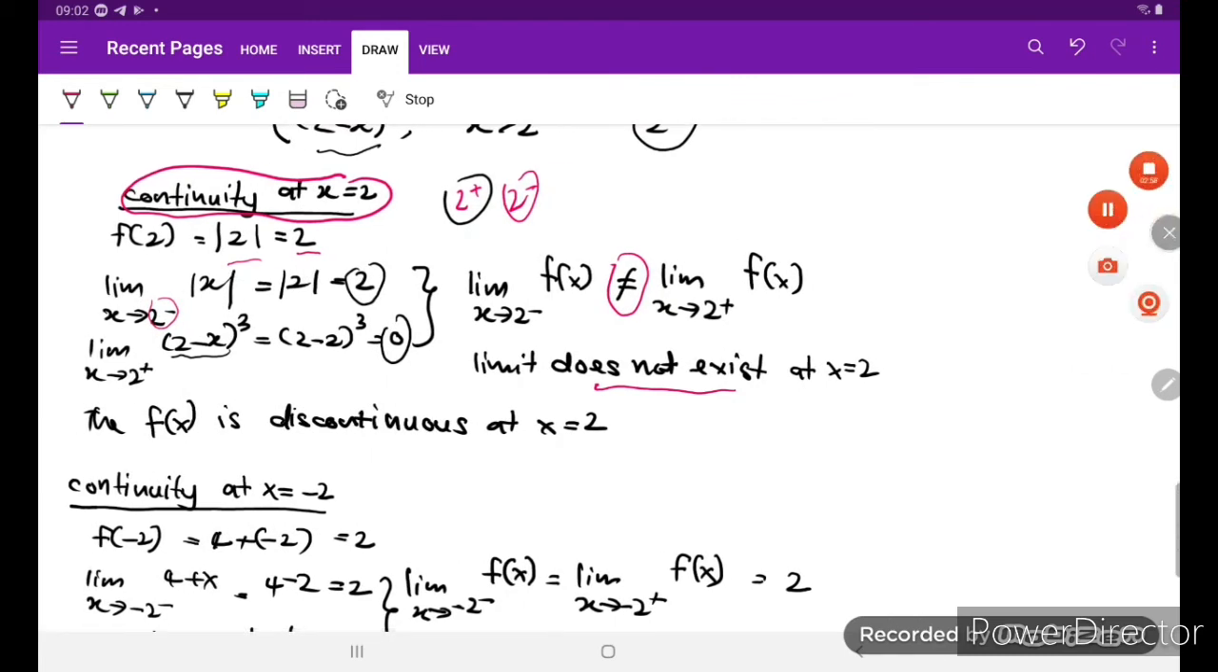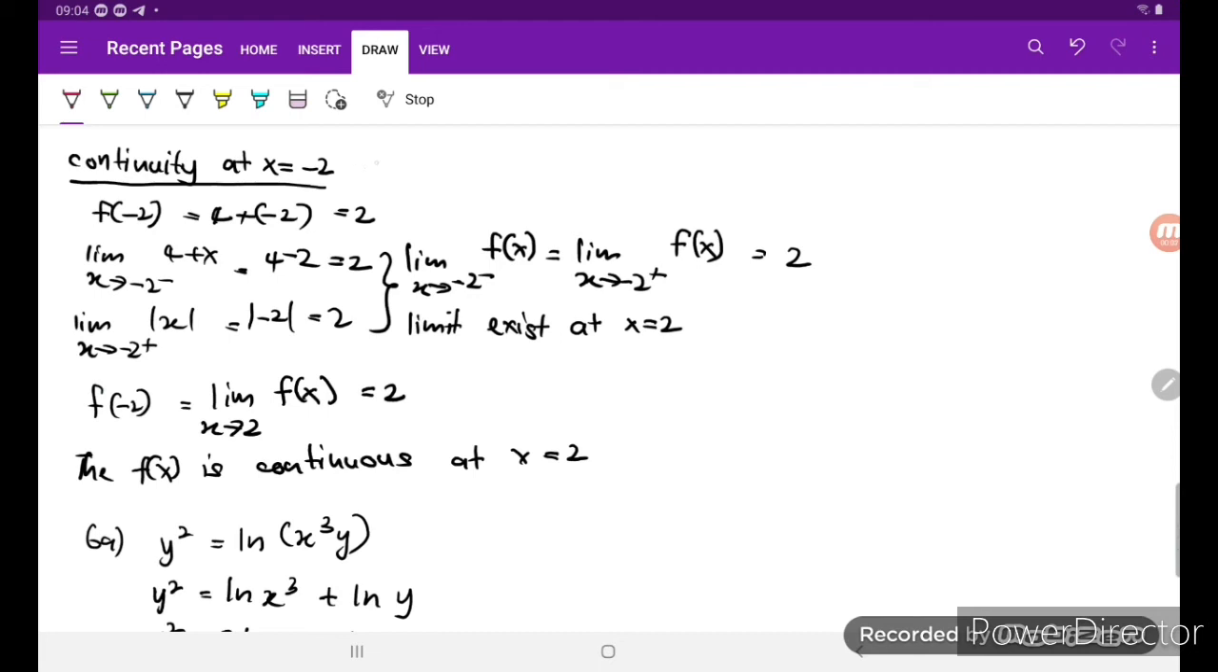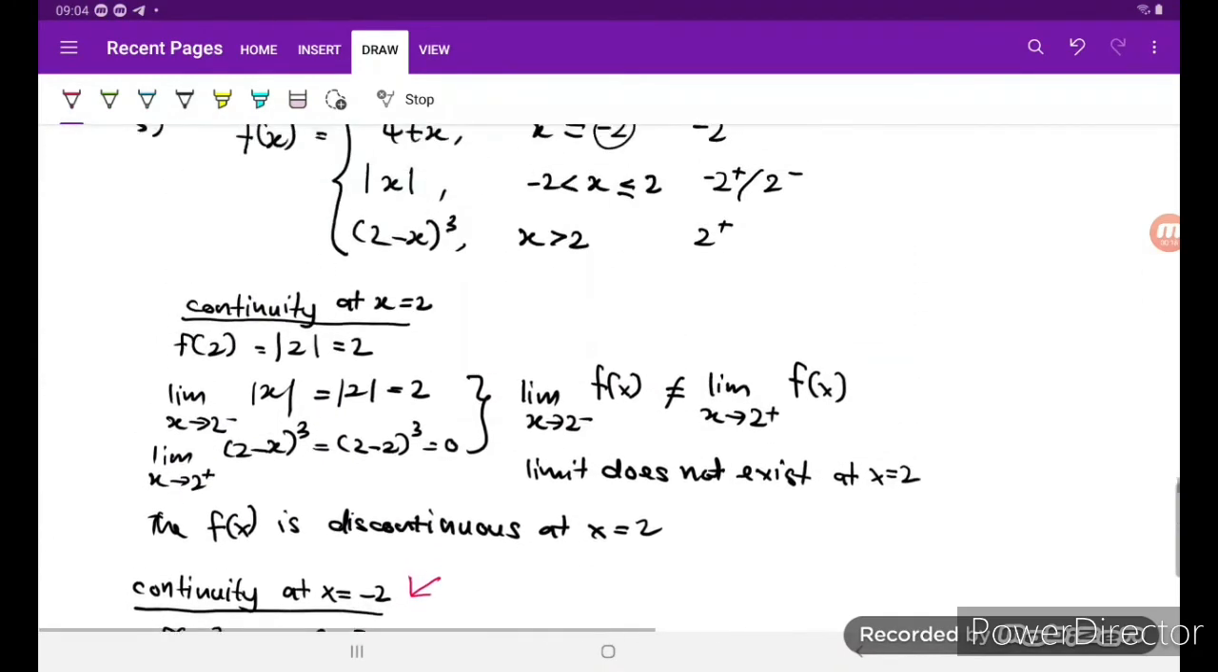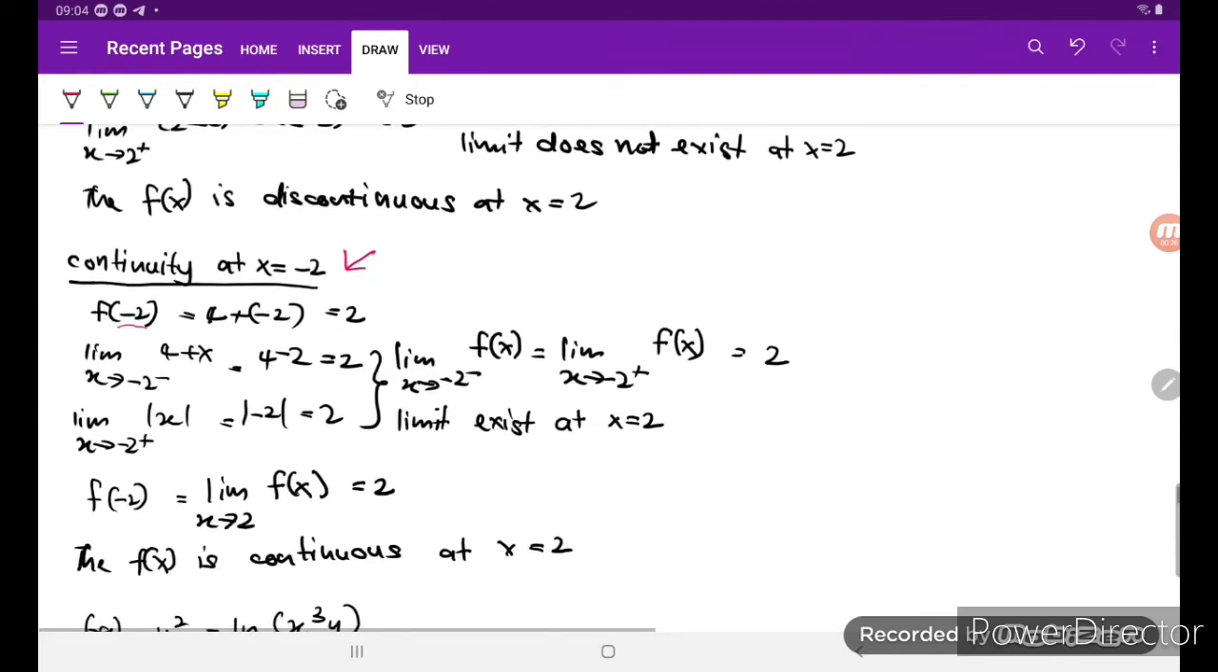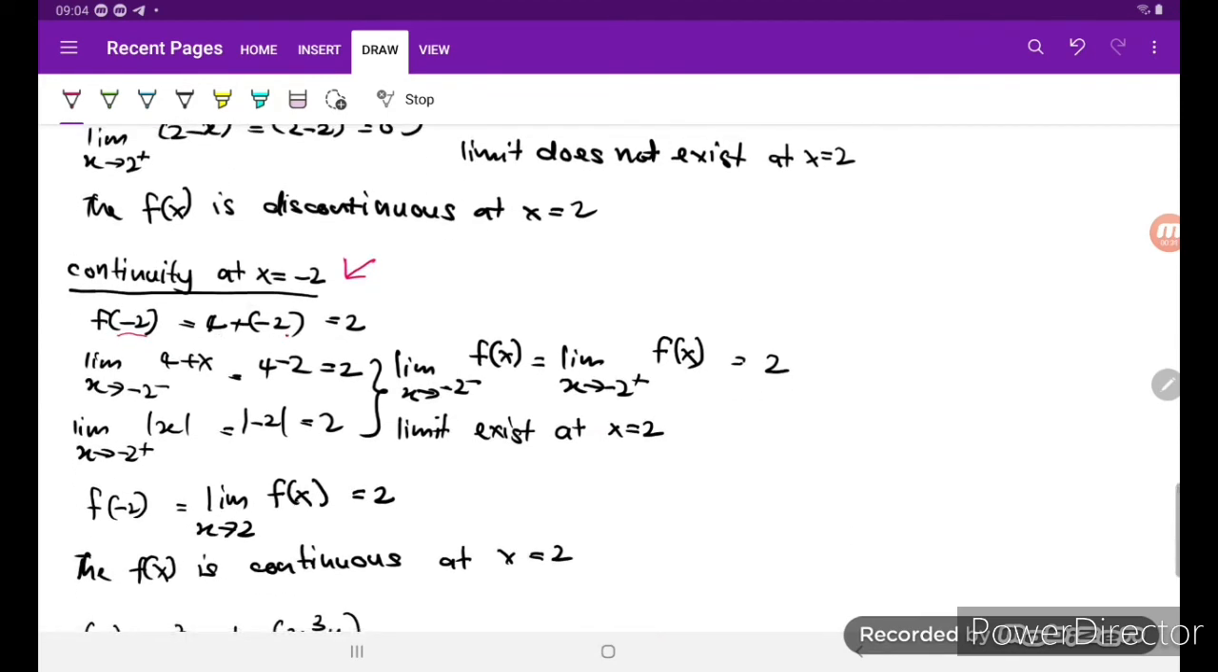Okay. To look at continuity at negative 2, so we calculate f(negative 2), what is it? So by using the function from the graph, x equals to negative 2, we use 4 plus x. Our x is negative 2. So 4 minus 2 is 2. So f(negative 2) is 2 for the function.